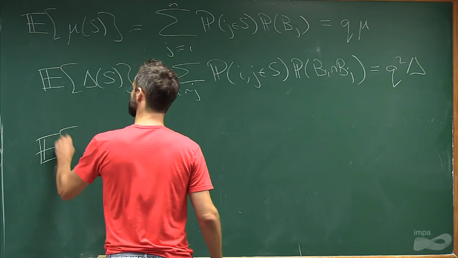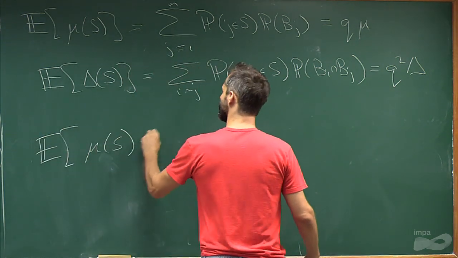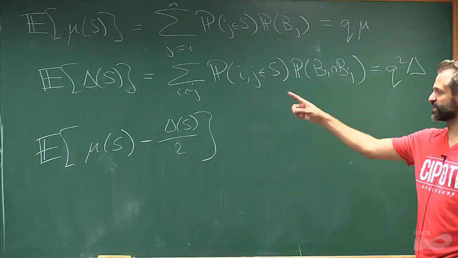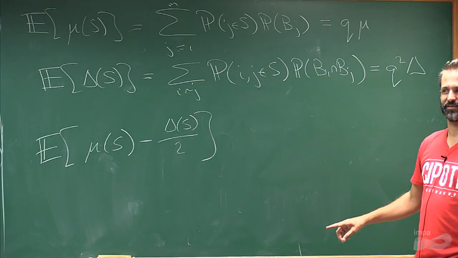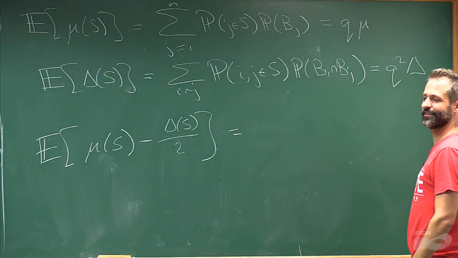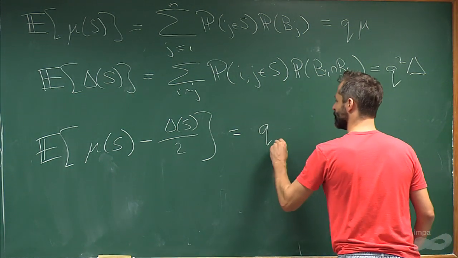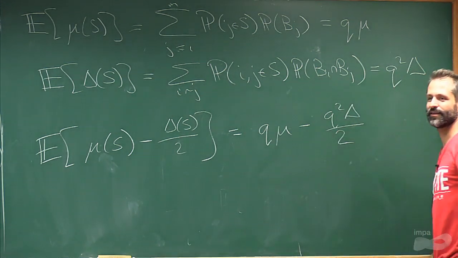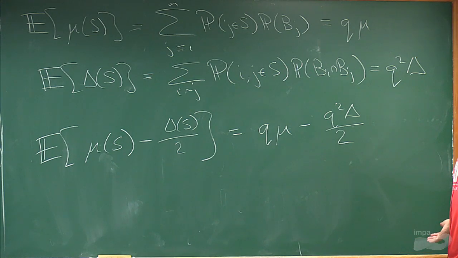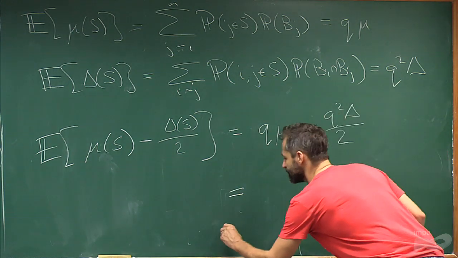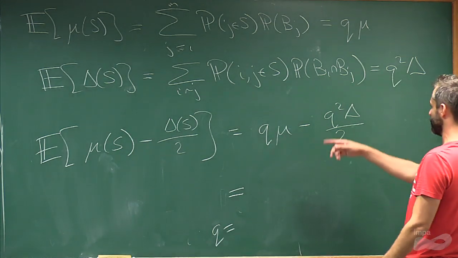So what is the expected value of the thing we care about? It's mu of S minus delta of S over 2. That's our exponent. It equals q times mu minus q squared times delta over 2. So what should we choose q to be? Just to maximize this, let's say q equals mu over delta.